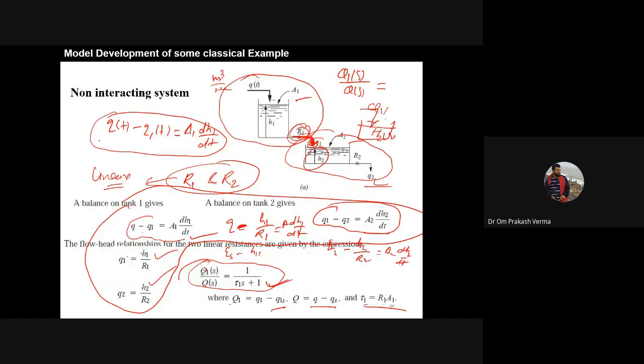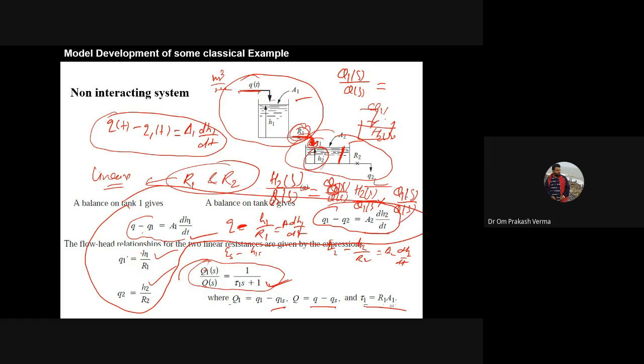What is the target? The target is to find H2S upon QS. This is the input and ultimately the output is what we have to control. So our target is to find H2S upon QS. How can it be written? H2S upon Q1S into Q1S divided by QS.